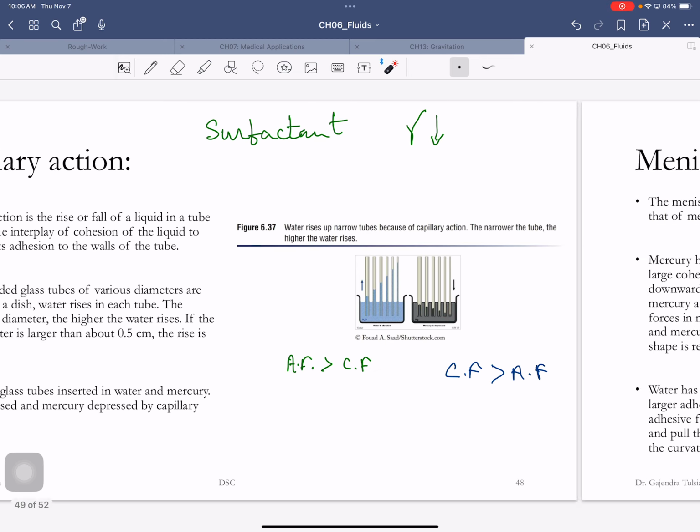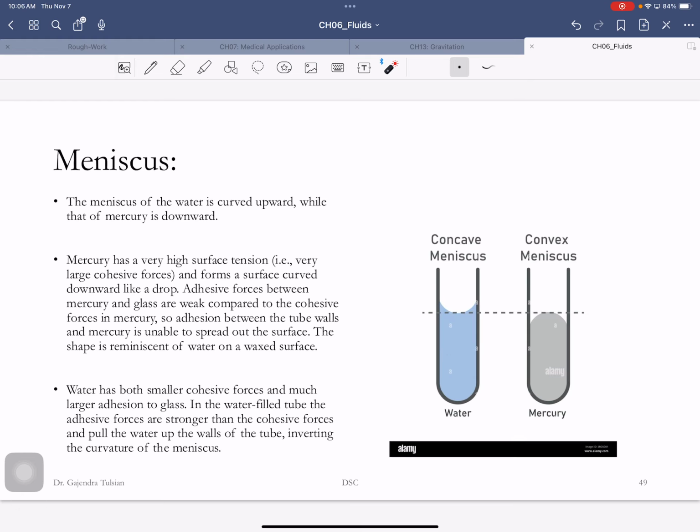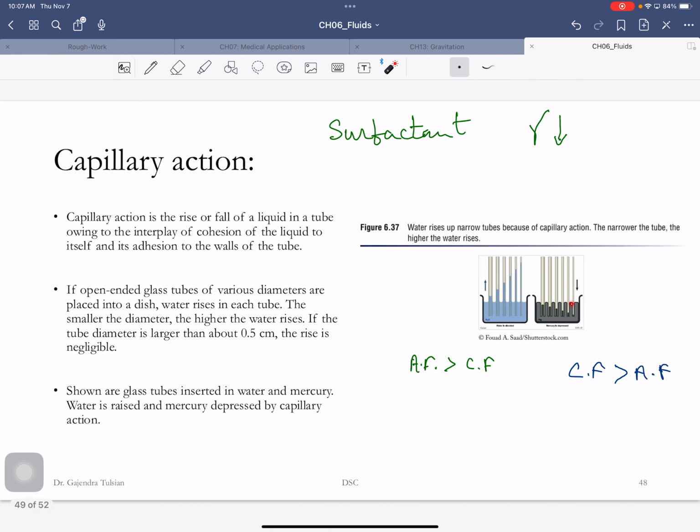And so for water, when the adhesive forces are greater than cohesive forces, you have a meniscus forming like this, and this meniscus will pull up the water. When cohesive forces are greater than adhesive forces, the meniscus will be like that, and that's pulling the fluid down. So this is for mercury, this is for water. Mercury is depressed in this capillary, and water rises in this capillary. And you can see that the narrower the capillary, the more the fluid will rise.